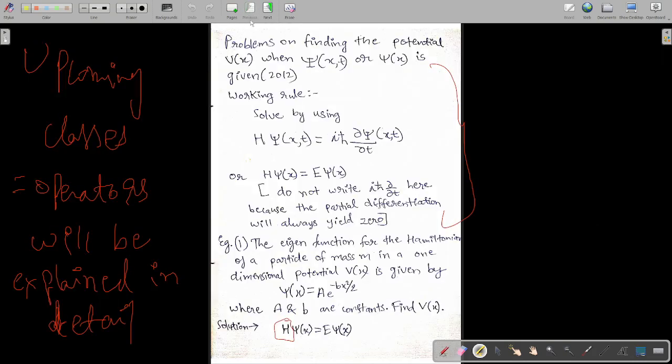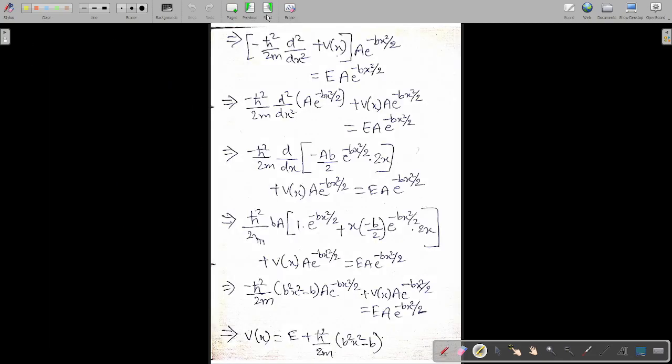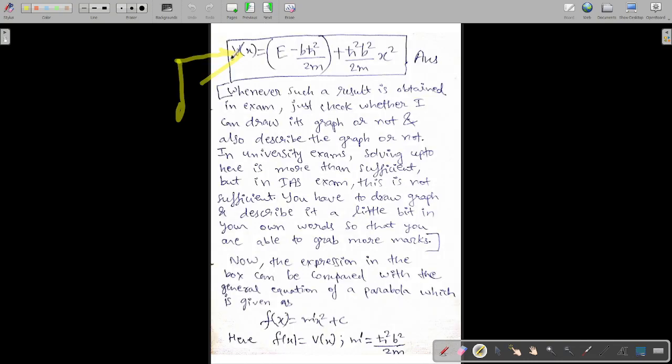Now one thing is very remarkable over here, that it is given that a one dimensional potential is given. It is not given that energy is constant. It is not given to us. So you got the potential function like this. This is the answer.